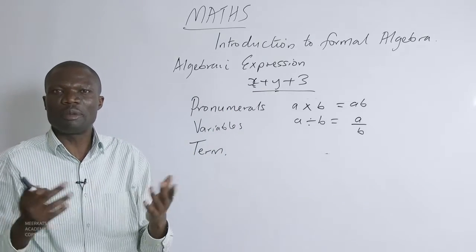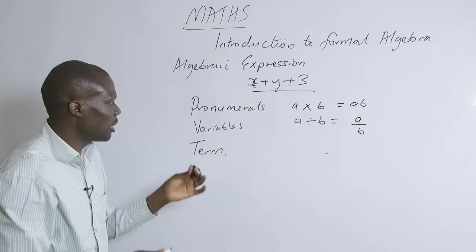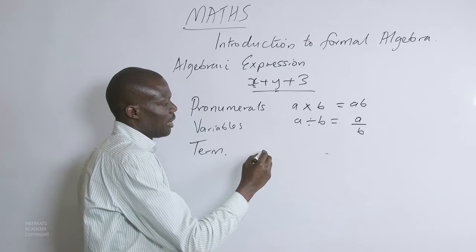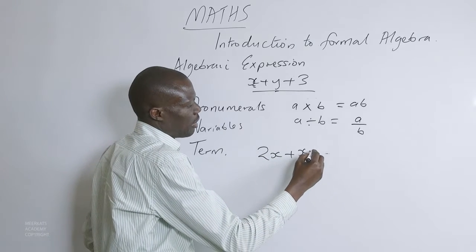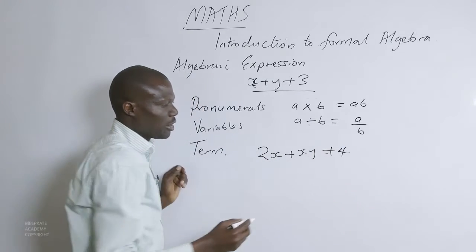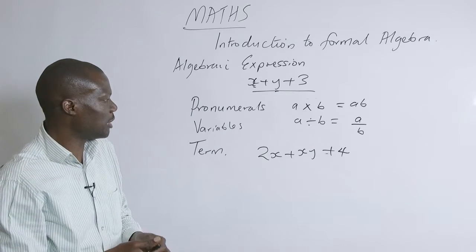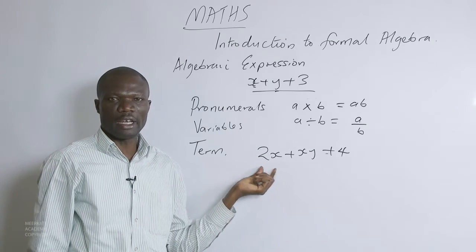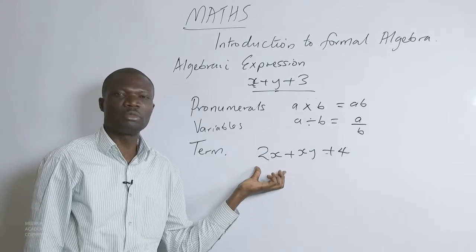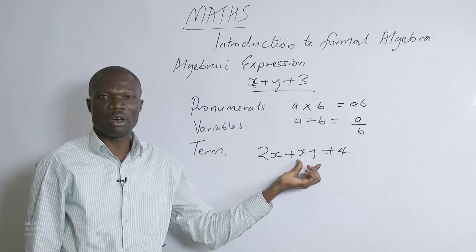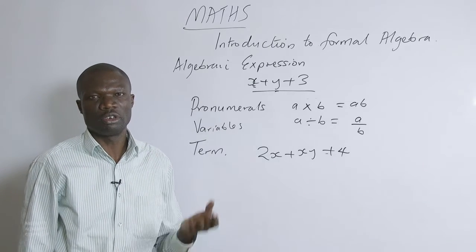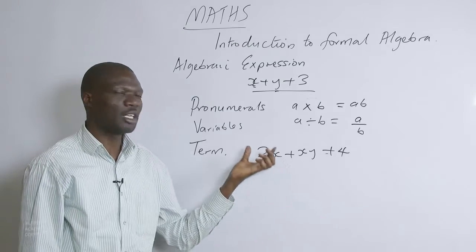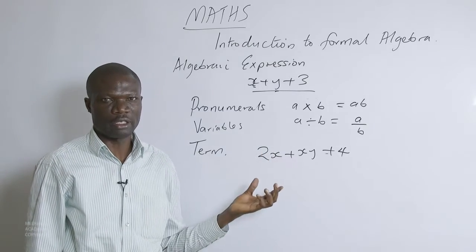But the terms can also be combined. When we say combined, we can have them like 2x plus xy plus 4. In this case, you realize that 2 and x have been combined, but it forms a term. x and y also form another term, and 4 also forms a term. So terms can be combined.